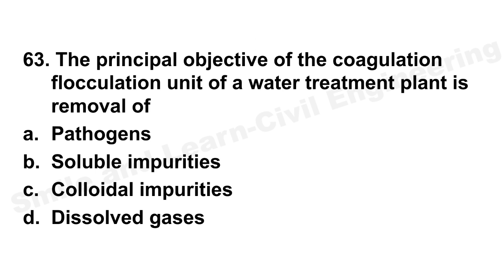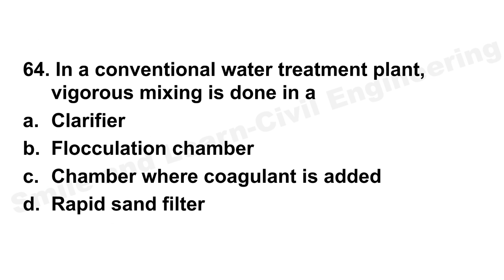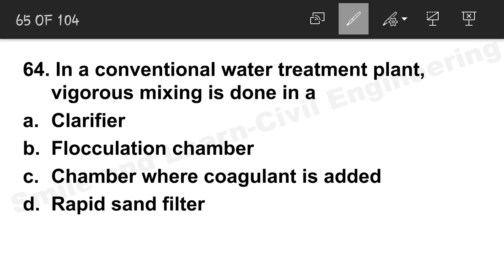Question number 63. The principal objective of the coagulation flocculation unit of a water treatment plant is removal of colloidal impurities, which are almost dissolved in the water sample. Alright. Question number 64 we will move on to. In a conventional water treatment plant, vigorous mixing is done in a clarifier.